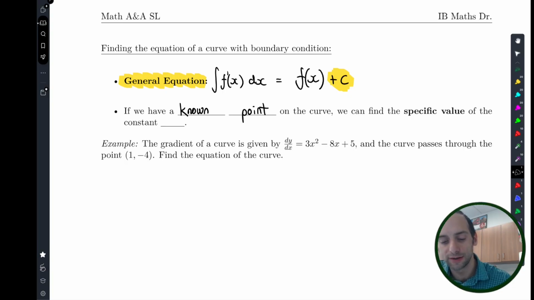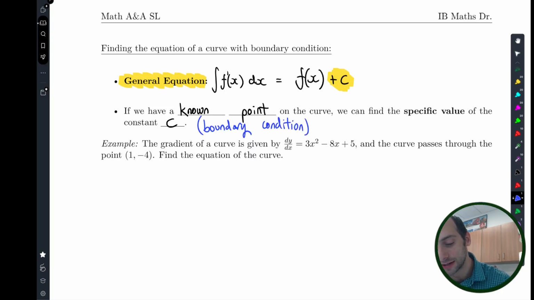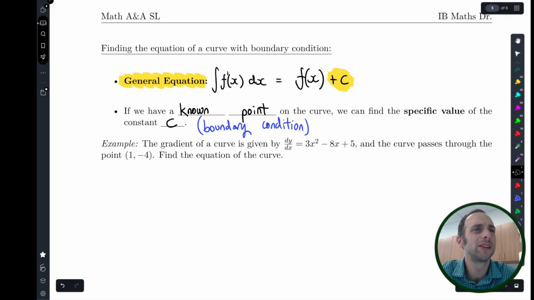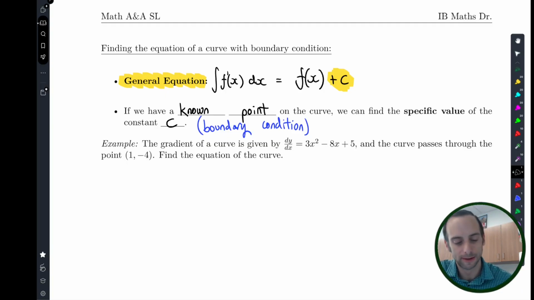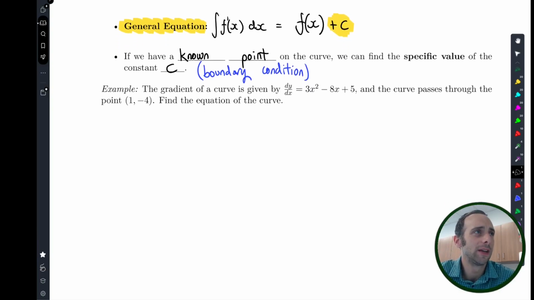And that little more information is simply a known point on the curve, and that will allow us to find this value of c. This is what the IB refers to, this extra information. This is what they call a boundary condition. So that boundary condition will allow you to go from a general equation to a specific or particular equation. Good news is it's a little more work, but it's pretty easy marks from the IB.